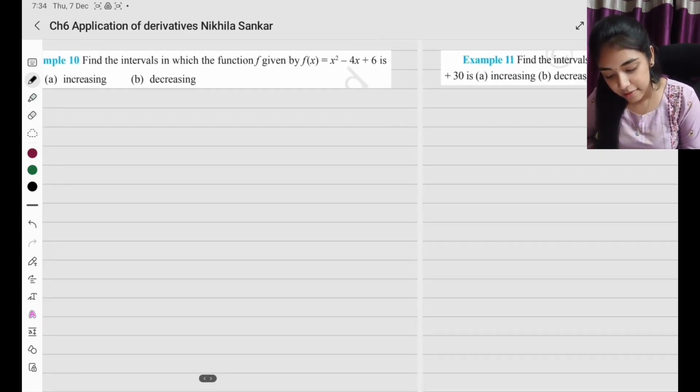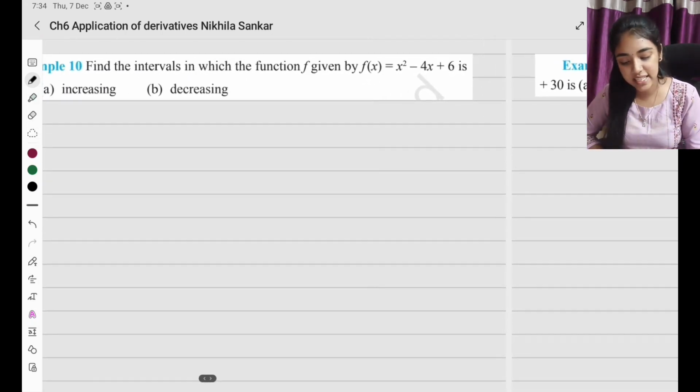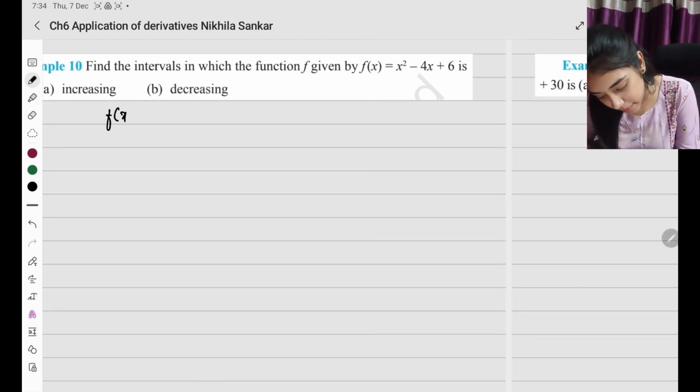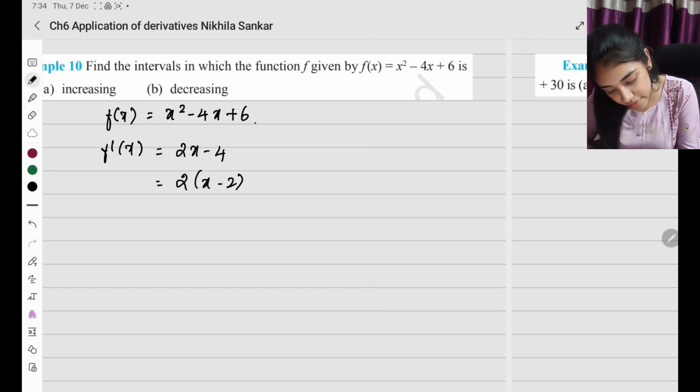Example 10. Find the intervals in which the function f given by f of x is increasing and decreasing. Now you have to find out the intervals where they are increasing and decreasing. I'm given f of x is x square minus 4x plus 6. I need to find my derivative. This is my first step. So I have 2x minus 4. When I take the 2 common, I have x minus 2.